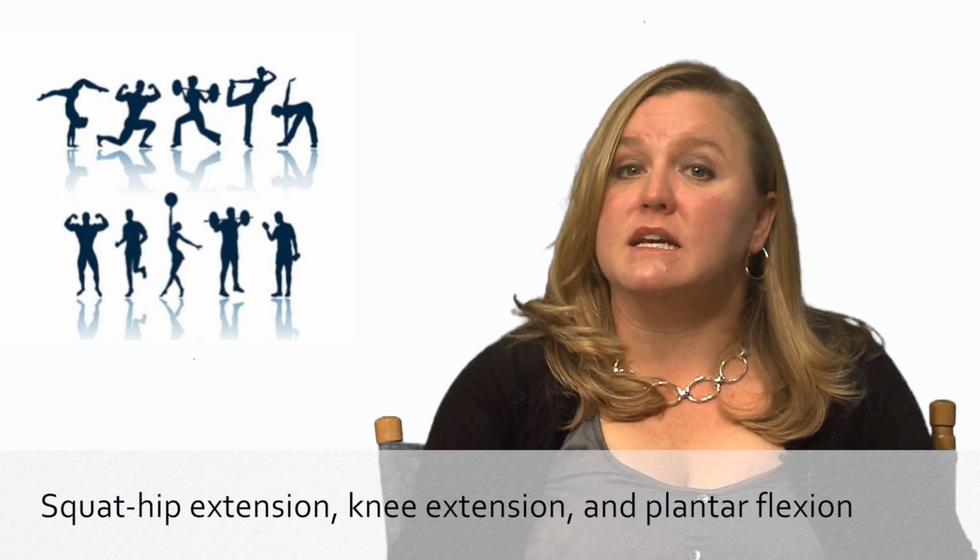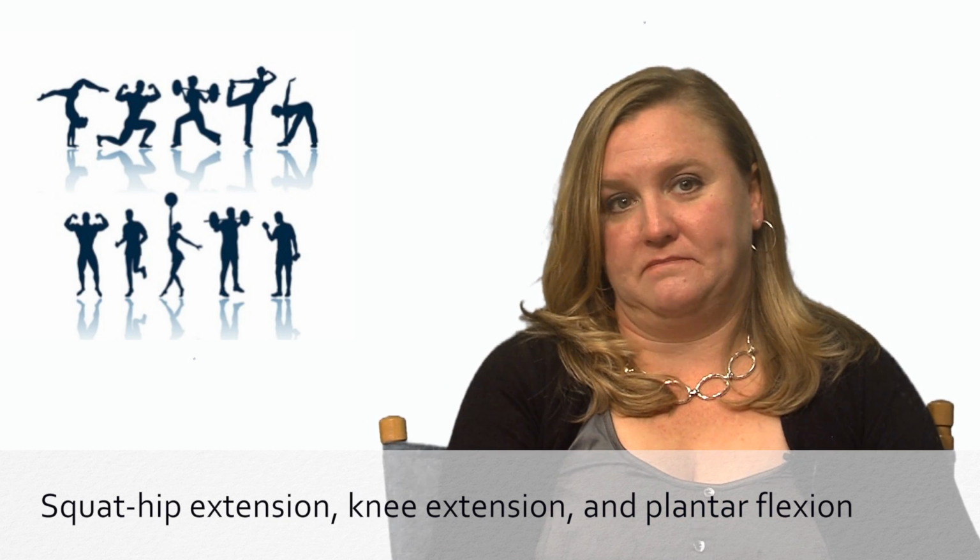The action of the joints during the ascent or up phase of the squat are hip extension, knee extension, and plantar flexion. The hip extensors include our gluteus maximus and our hamstring group on the posterior side of the upper leg. The knee extensors are the quadriceps group, which include the vastus lateralis, vastus intermedius, vastus medialis, and the rectus femoris.